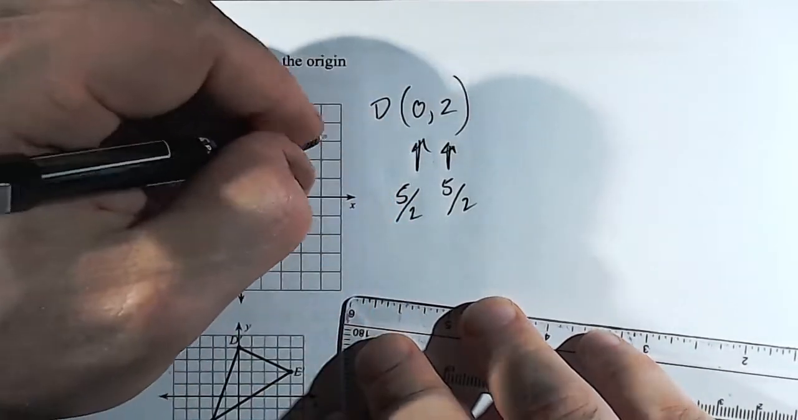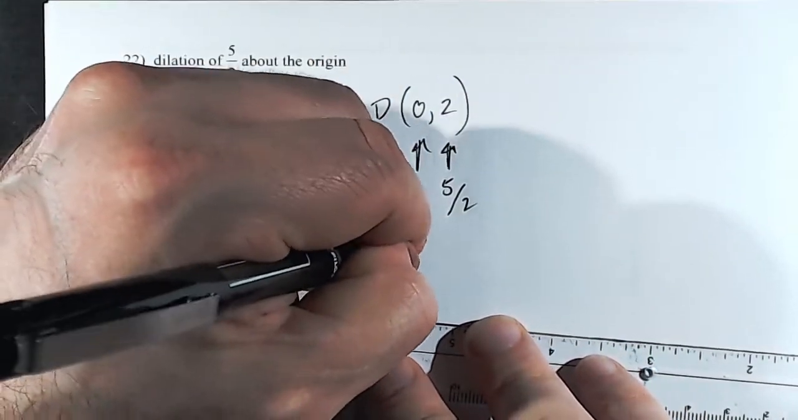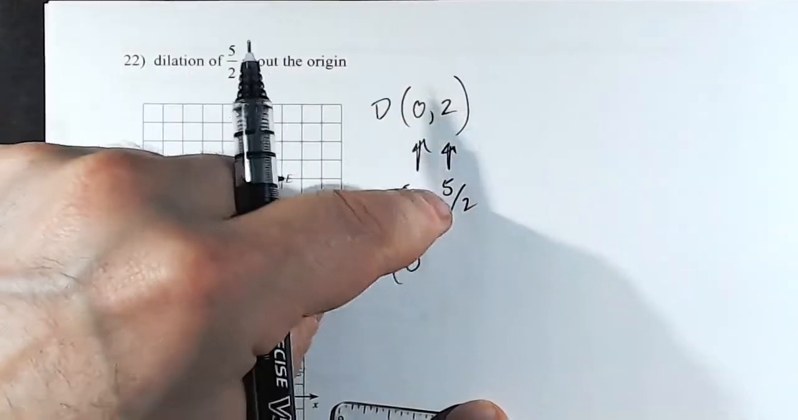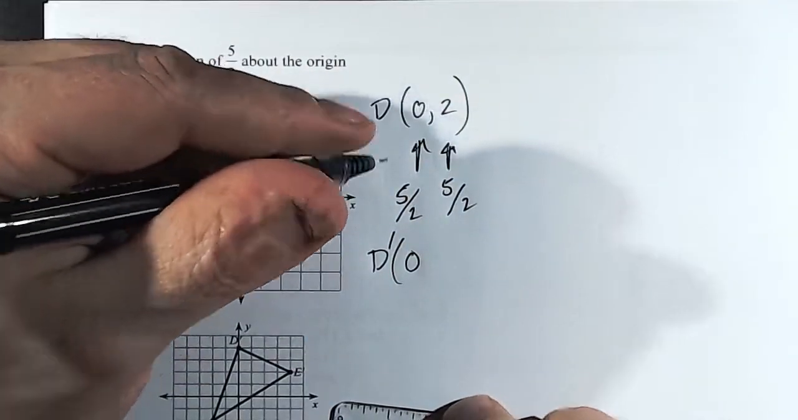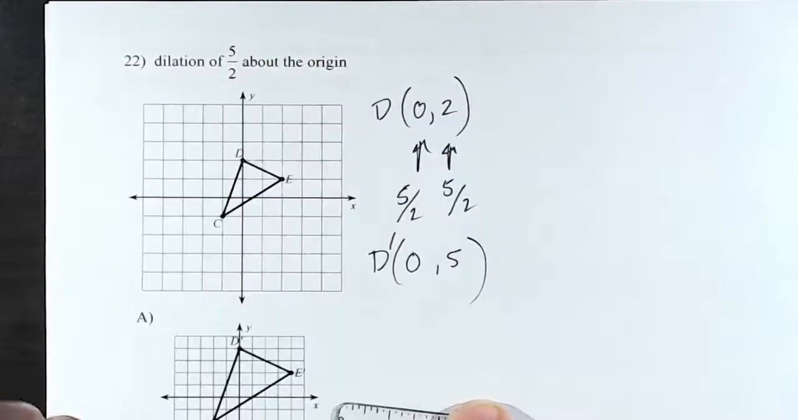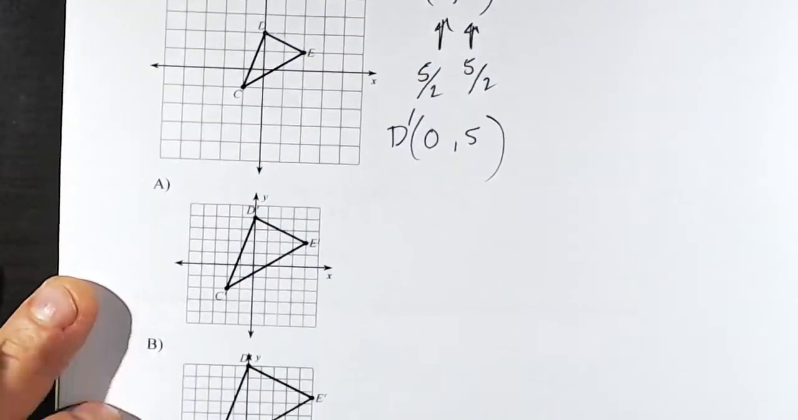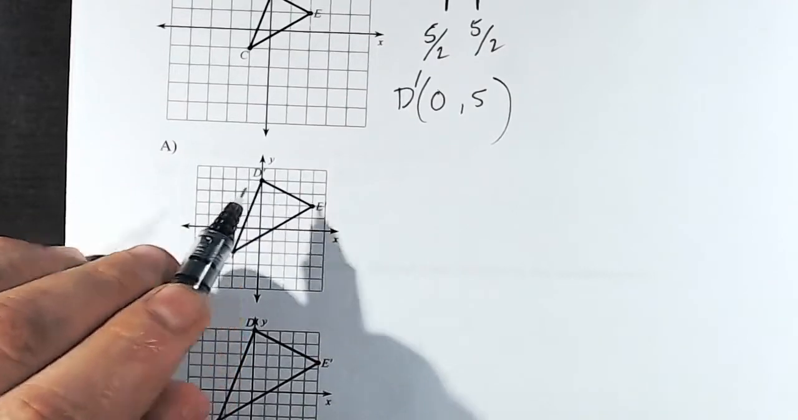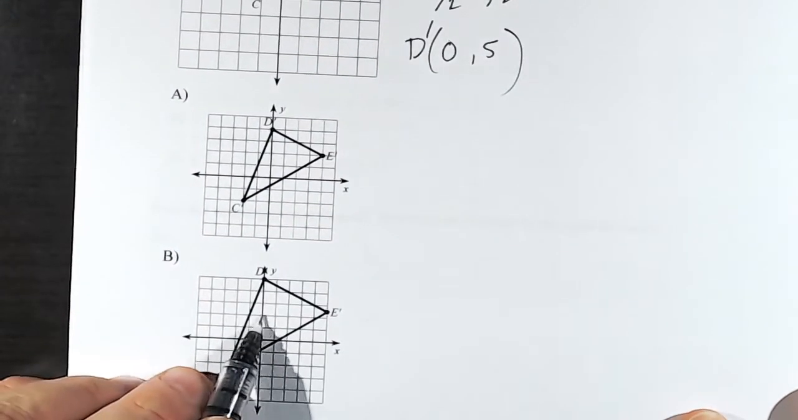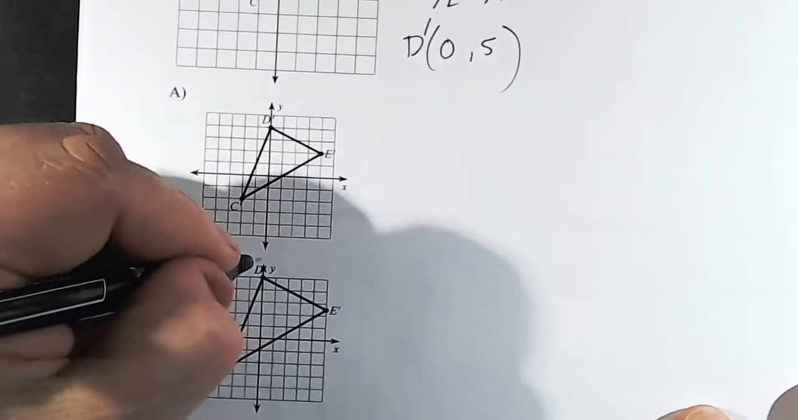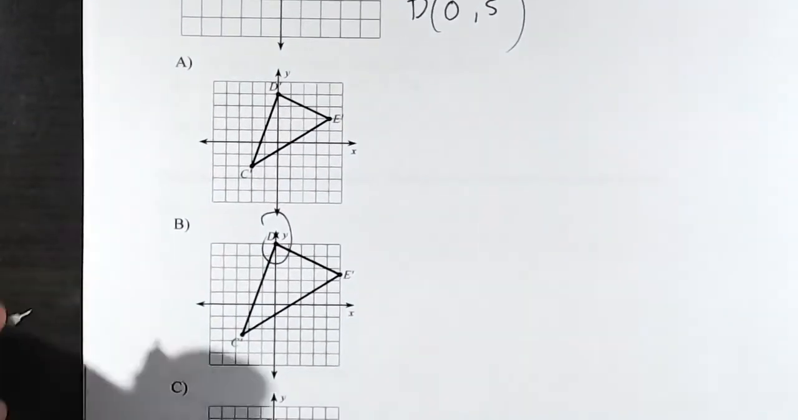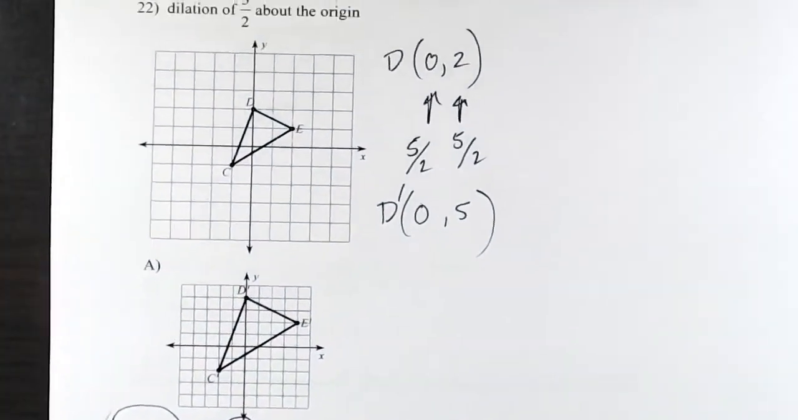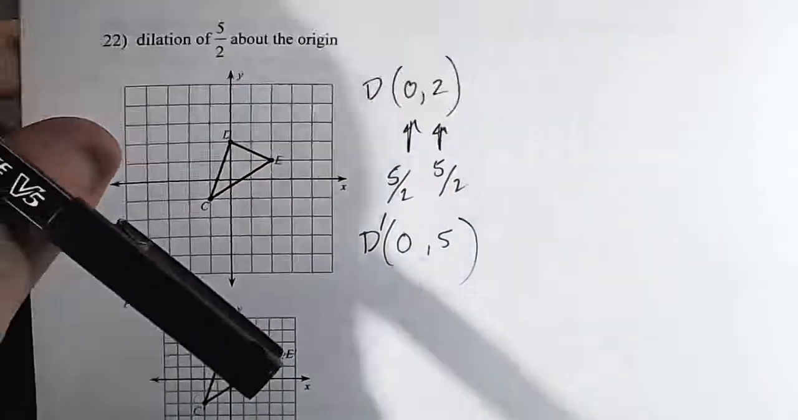So 0 times 5 over 2 is 0. Right, so the x-coordinate of D prime will be 0. And then 5 over 2 times 2 is 5. So we're looking for D to be at 0, 5. Here's 0, 1, 2, 3, 4. Here's 0, 1, 2, 3, 4, 5. Okay, there's D at 0, 5. It's not at 0, 5 anywhere else, so I'm done. 22 is B.